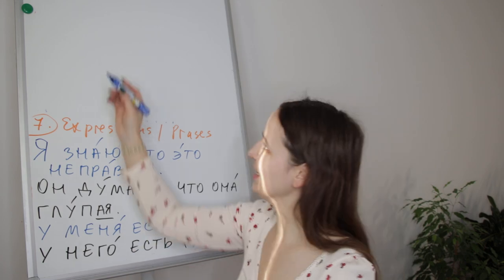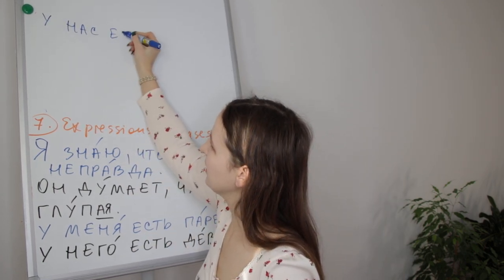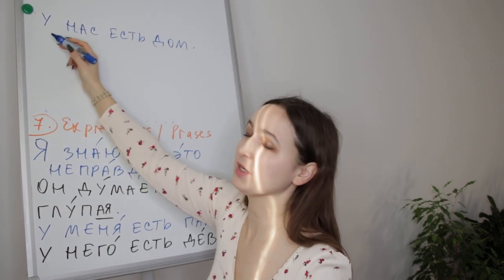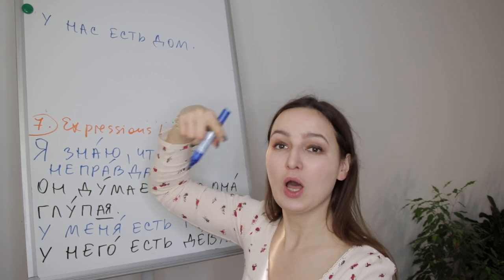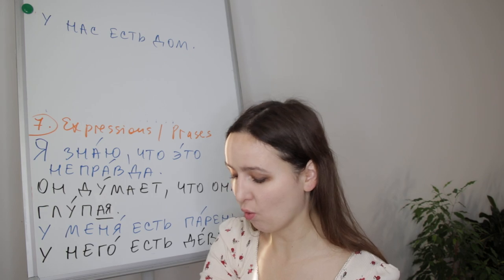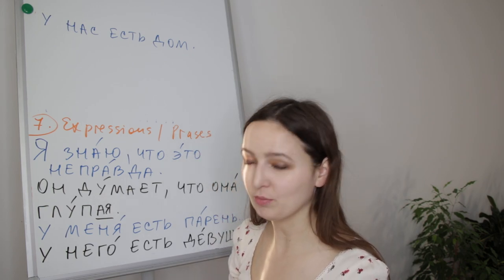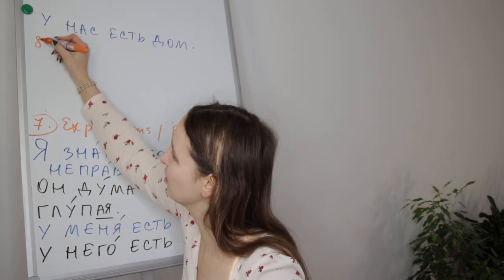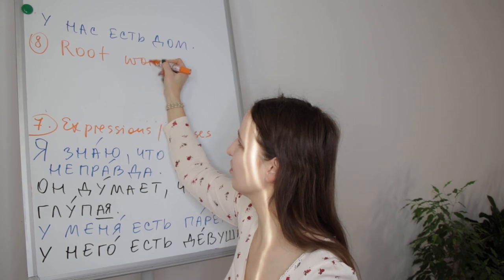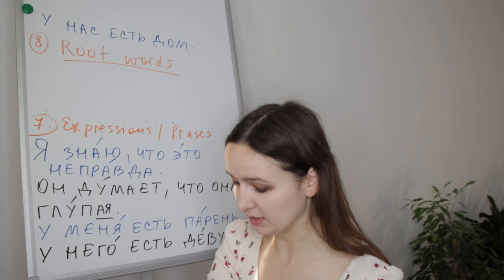Так, что еще? У нас есть дом. Again, same construction that we learned yesterday. We have a house. У нас есть дом. Okay, number 8 is about root words. Words with the same root that we are going to learn today. Root words.